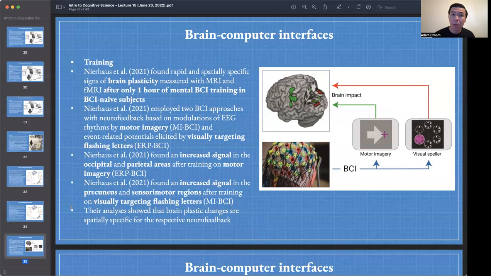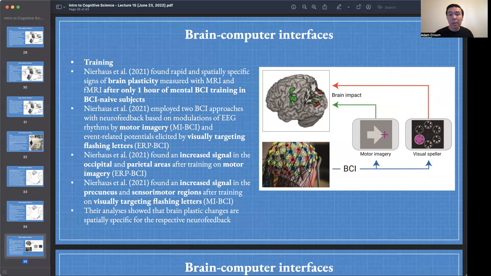Nierhaus and colleagues in a recent paper found rapid and spatially specific signs of brain plasticity measured with structural MRI and functional MRI after only a single hour of mental BCI training in BCI naive subjects. So participants that had never used BCI before, after a single hour of training on the BCIs, showed evidence of brain plasticity. Nierhaus and colleagues employed two BCI approaches with neurofeedback based on modulations of EEG rhythms by motor imagery and event-related potentials elicited by visually targeting flashing letters. So they used two different types of tasks here: a motor imagery task and identifying visually targeted flashing letters.